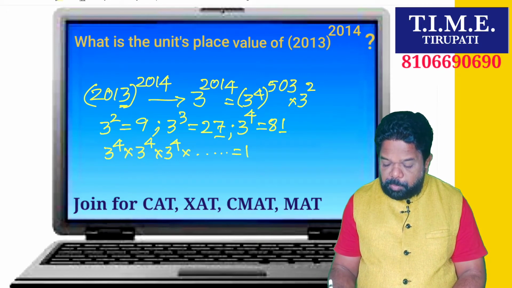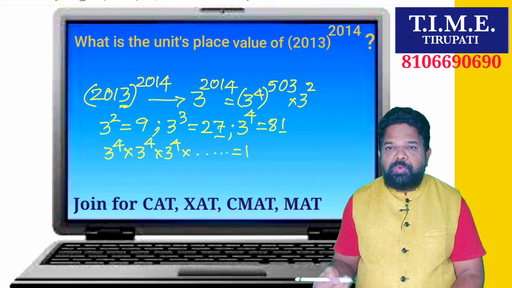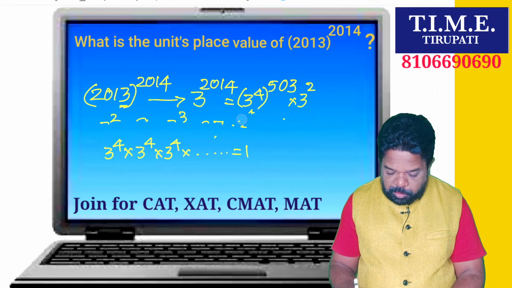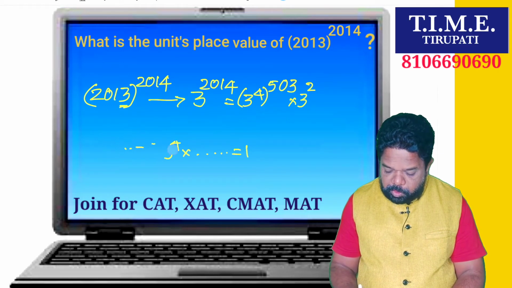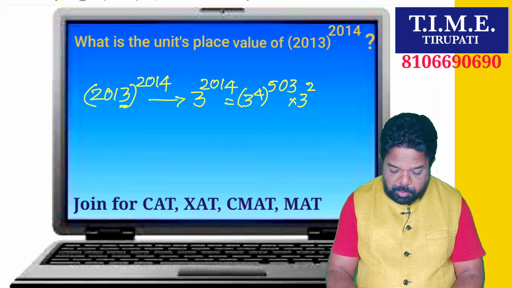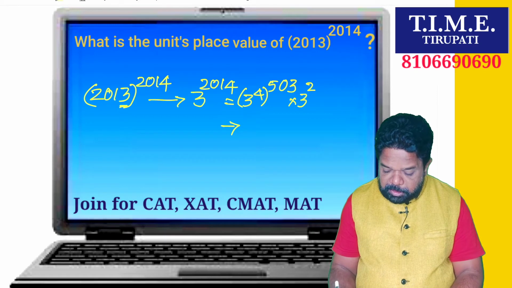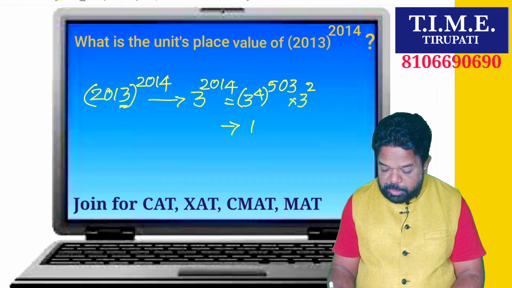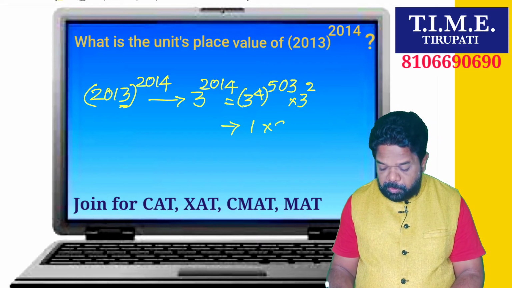(3 power 4) whole power 503 means 3 power 4 into 3 power 4 into 3 power 4, and so on. How many times do you have to multiply? 502 times. Not only 502 times, if you multiply infinite number of times, we get 1 as the units place value. Now, (3 power 4) whole power 503, what is the units place value? 1 is the units place value, into 3 square.